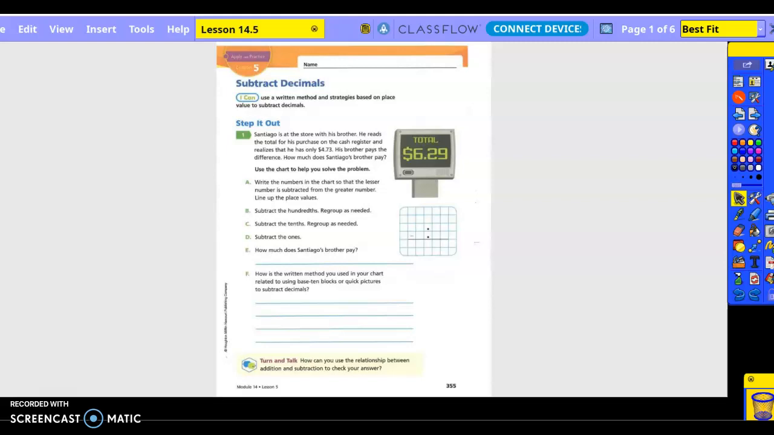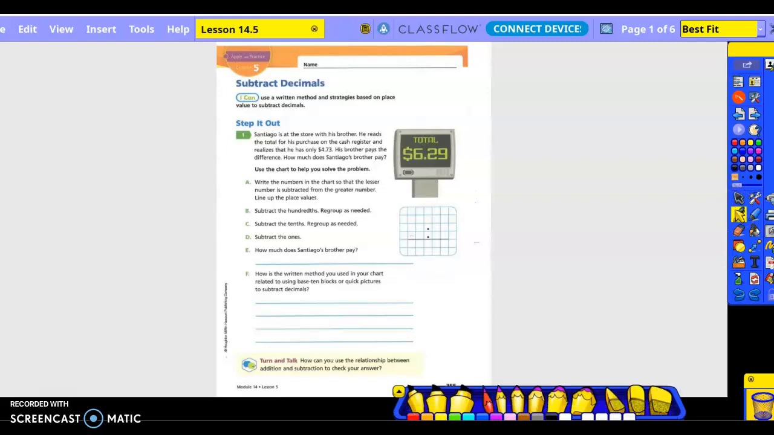So which is our bigger amount? Okay, so the $6.29 goes on top. And then the other amount is what? $4.73. And we use the decimals to do what? To keep everything in line. What do I do first? Jot down the decimal, and then we work from the hundredths place to the rest, right? To the tenths, then to the ones.